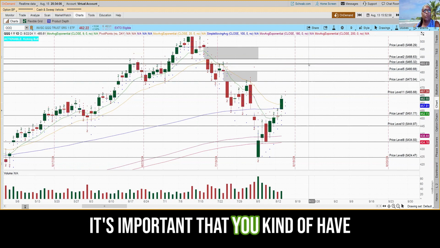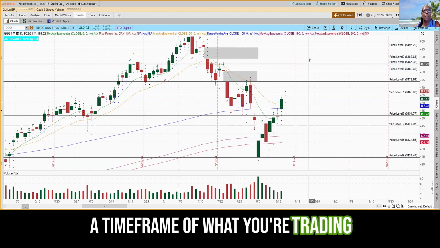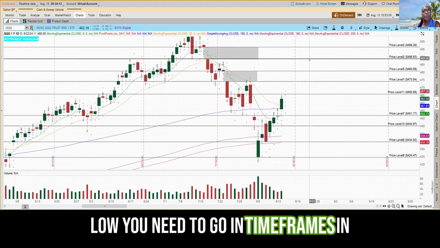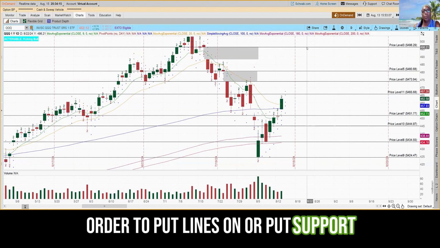Again, it's important that you have a time frame of what you're trading, because that's going to inform how low you need to go in time frames in order to put support and resistance lines on.